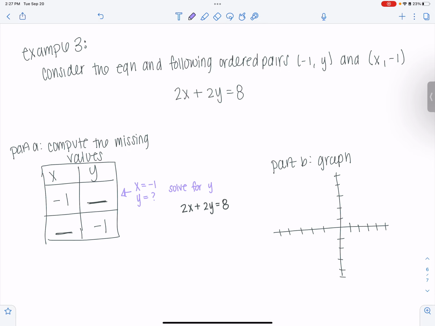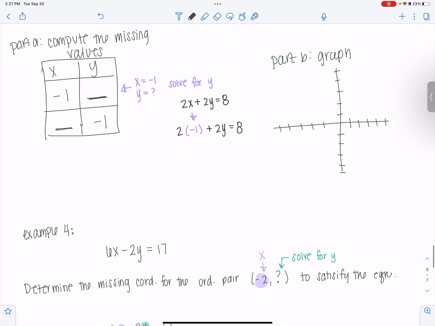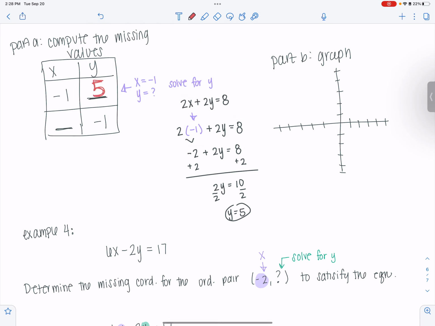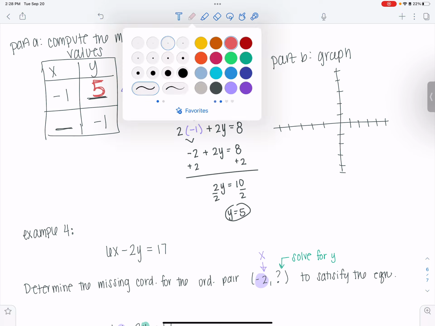Where there was an x, I'm going to replace with a -1. Carry everything down. And now I'm going to solve this for y. And so 2 times -1 is going to give me -2 plus 2y equals 8. Now I'm getting y by itself, so I'm going to add 2 to both sides and get 2y equals 10. And then divide and get y equals 5. And so that answer I'm going to fill in to the chart. I'm going to do the same thing for the other column.